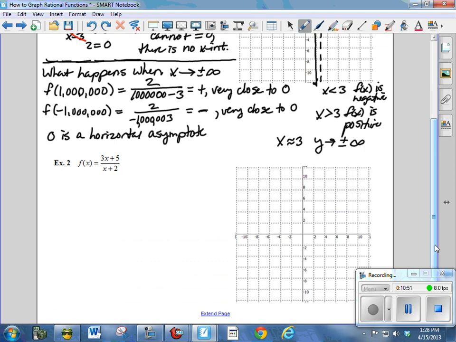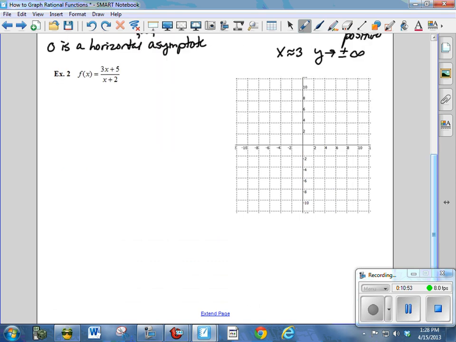Okay, let's look at this next one. f of x equals 3x plus 5 over x plus 2. Once again, let's think about where that vertical asymptote is. Where can y not exist? Okay, so x cannot equal negative 2. That's our vertical asymptote, because we cannot divide by 0. If you divide by 0, you get an undefined number. So negative 2 is our vertical asymptote.